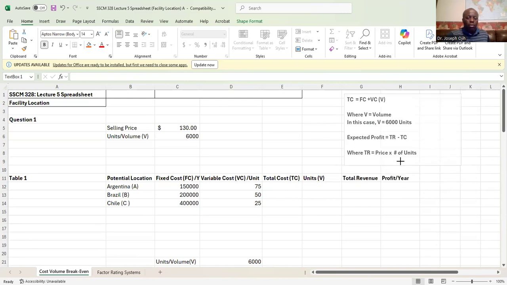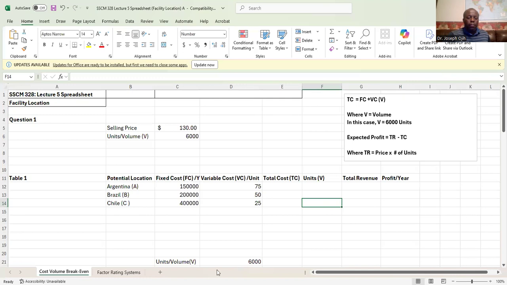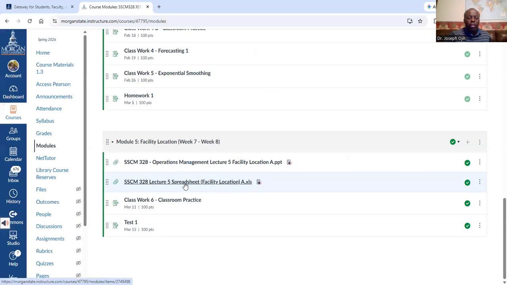Yeah, I think I know what I'm going to do now. Professor, which Excel sheet is that one? Is that the Lecture 5 spreadsheet? Yeah, you mean where you can locate it, right? It's on the model, right here. You can see the Excel. This is the PowerPoint.